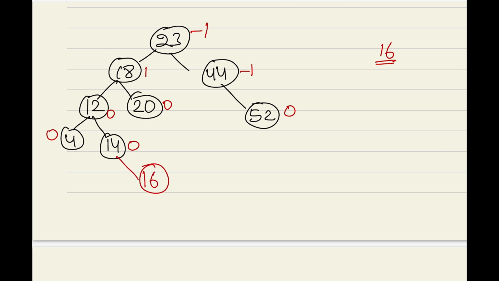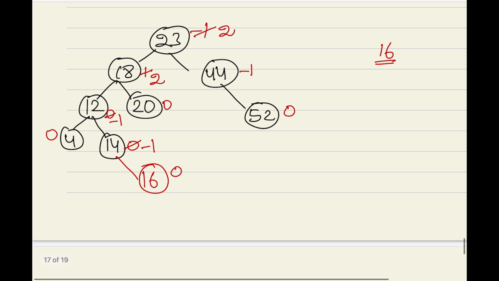Now after insertion of 16, the balance factors of the nodes that fall in the path from the newly inserted node to the root are going to be updated. So its balance factor is 0, its balance factor is -1, its balance factor is also -1, its balance factor becomes 2, and its balance factor becomes 2. Now we find two nodes, 23 and 18, whose balance factor becomes +2.